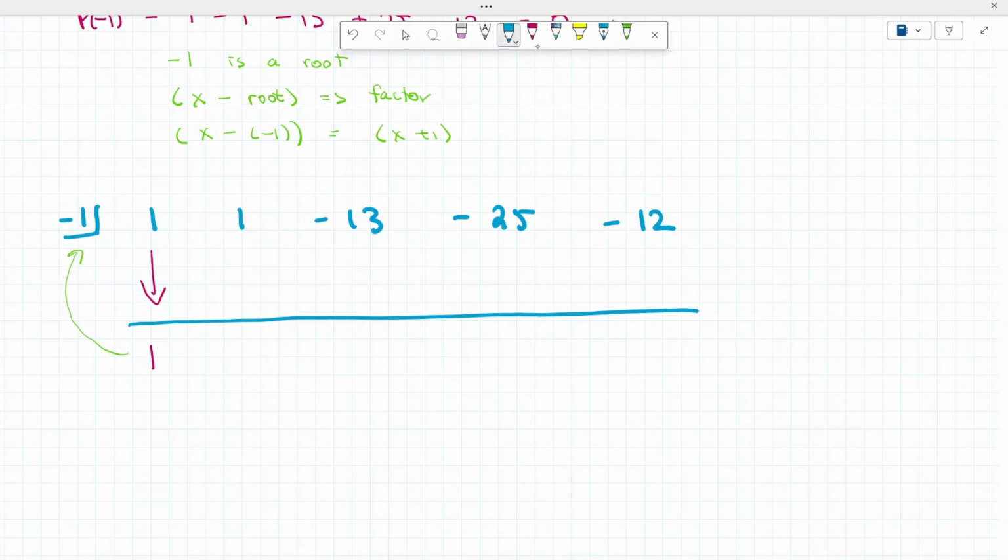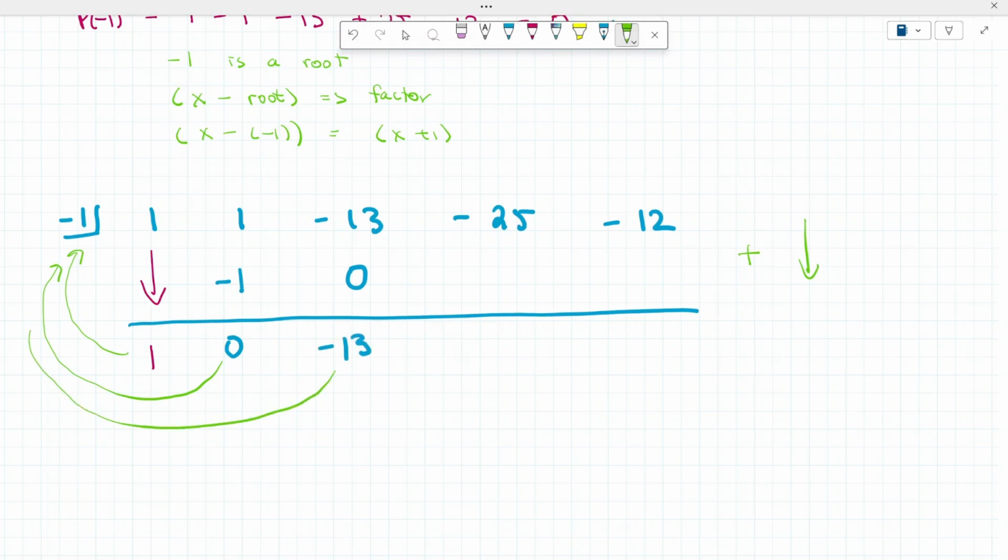So we have 1 times negative 1, and that equals negative 1. We're then going to add downwards in the column. So we're adding down the columns. So then we have 1 plus negative 1, which equals 0. We're going to do the same process where we multiply it up. So then we get 0 times negative 1 is 0. Negative 13 plus 0 is negative 13.